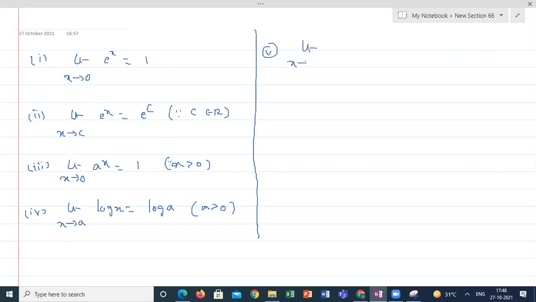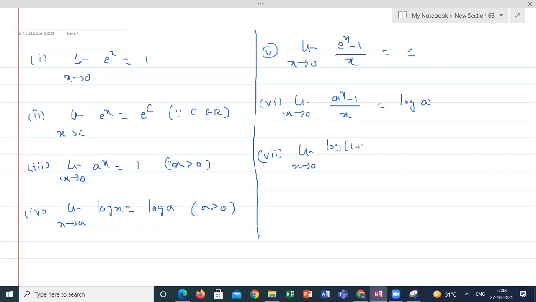Limit x tends to 0, (e power x minus 1) by x is equal to 1. If I apply directly, 0 minus 1 by 0, that is 0 by 0 indeterminate form. So after some deductions, you will get it equal to 1. Same as limit x tends to 0, (a power x minus 1) by x will be equal to log a. Next one, limit x tends to 0, log of (1 plus x) divided by x is equal to 1. And the last one, limit x tends to 0, (1 plus x) whole power 1 by x is equal to e, the exponential constant.